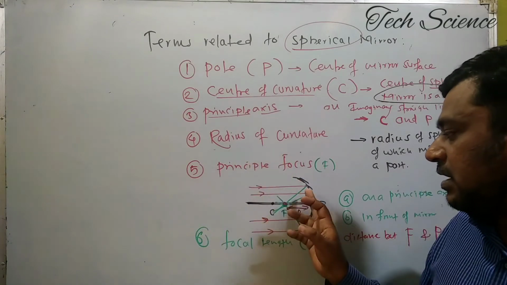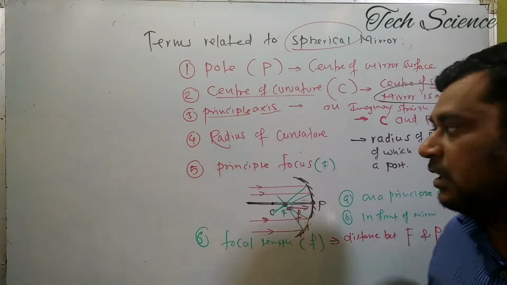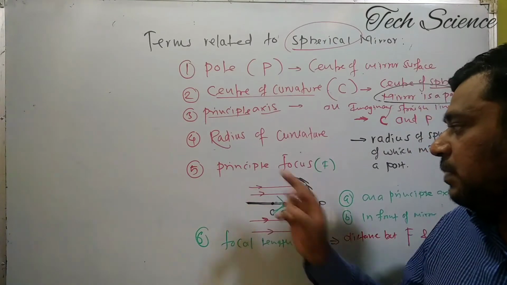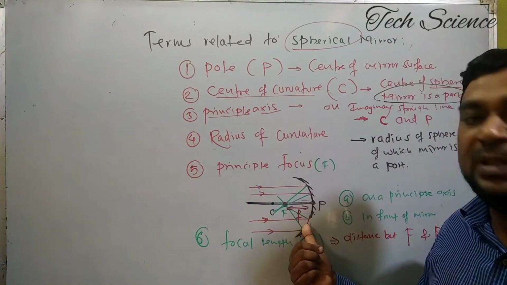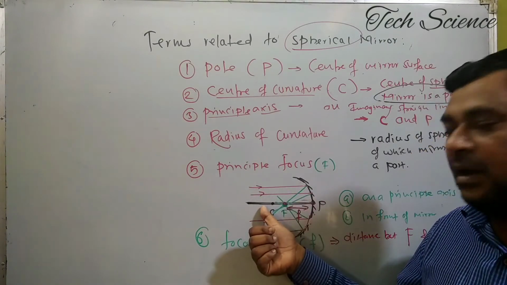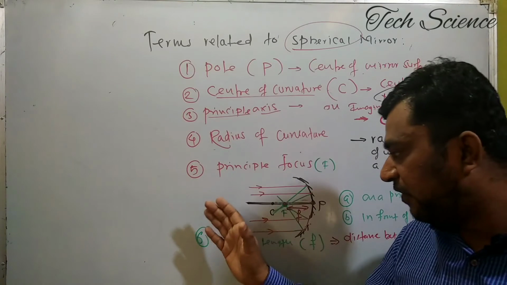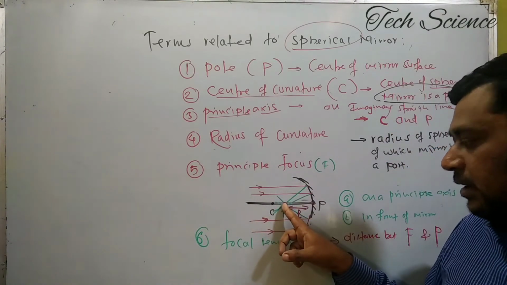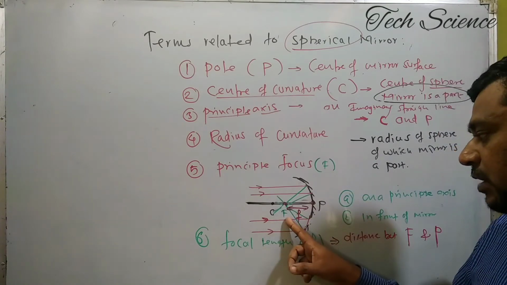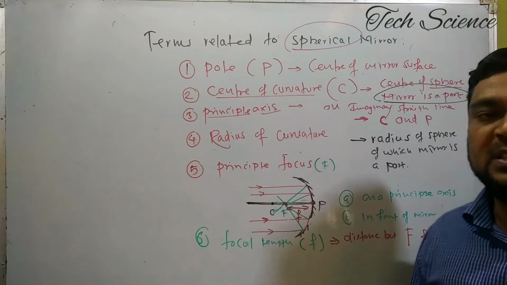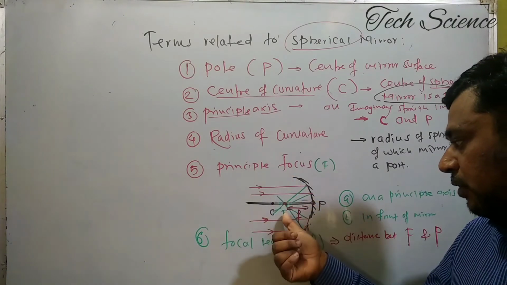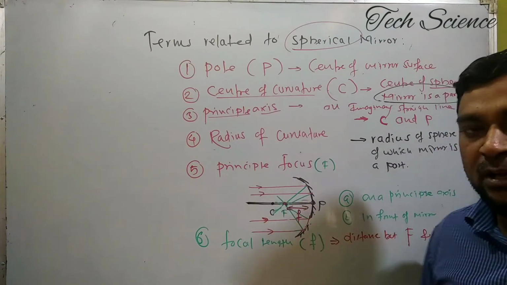What is the radius of curvature? It is nothing but the radius of the sphere of which the mirror is a part. That is the mandatory condition. What is the principal focus? In the case of a concave mirror, the incident rays which are parallel to the principal axis, after reflection meet at a point on the principal axis and in front of the mirror. That point is called the principal focus. And last, focal length: the distance between the principal focus and the pole.